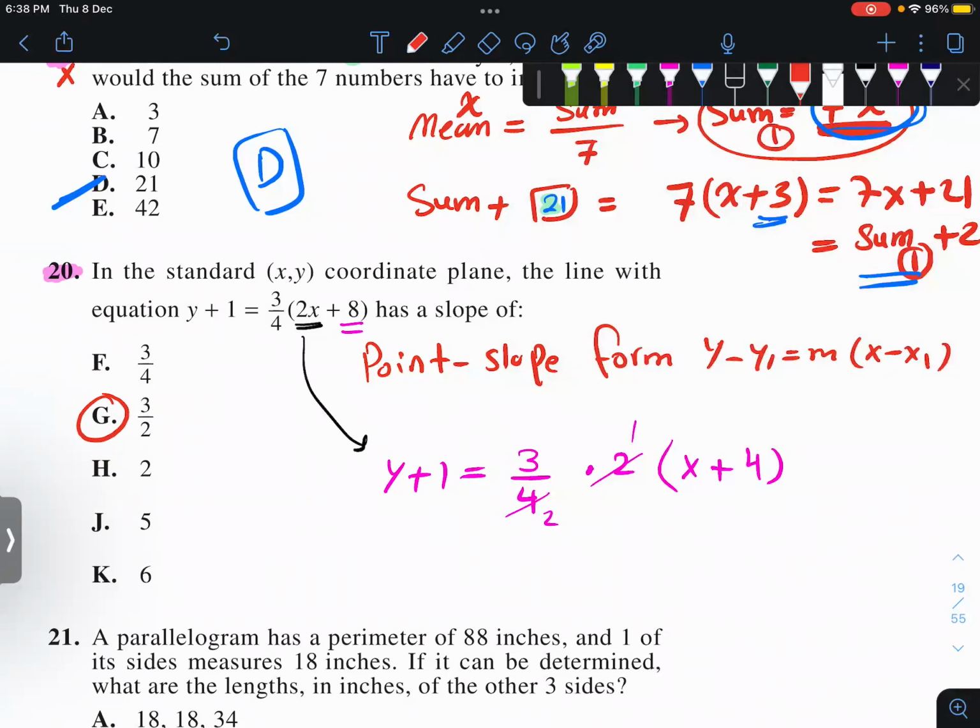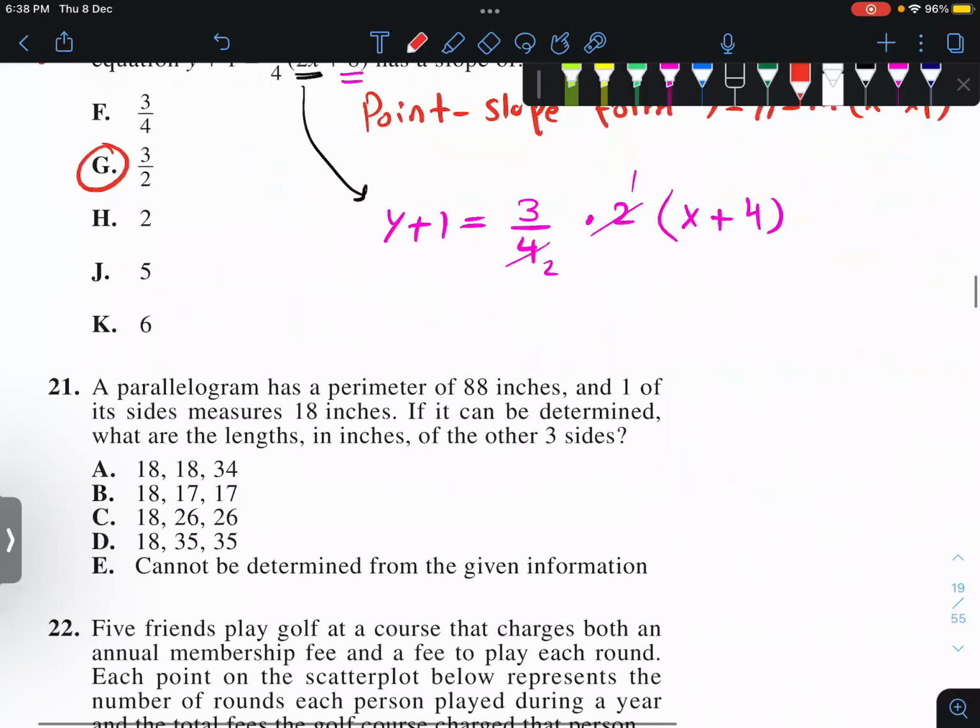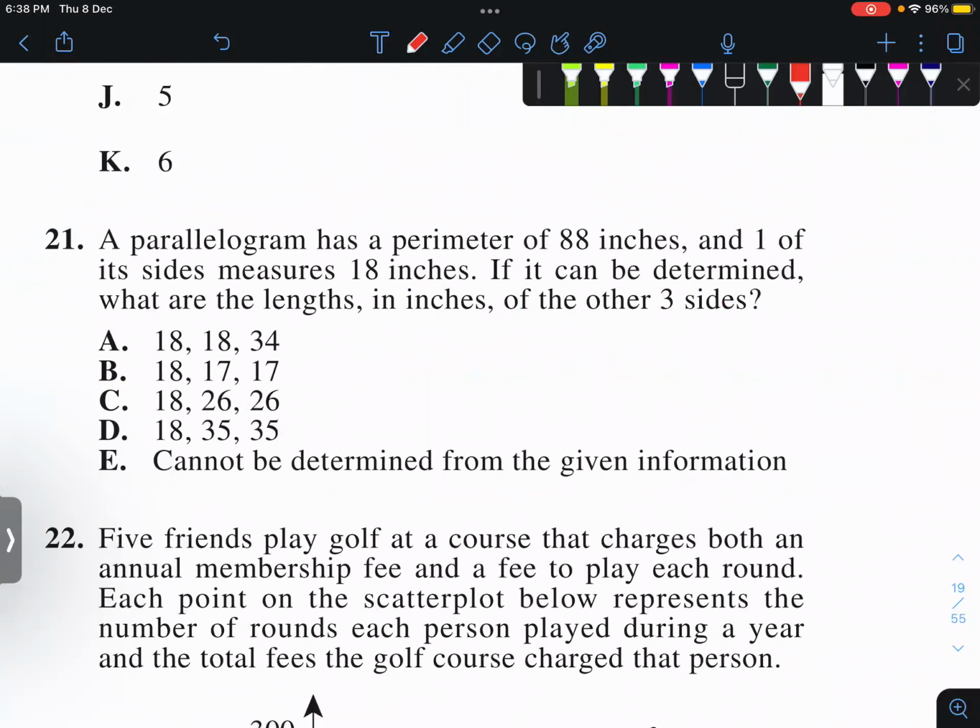Yes. Okay. But I think that you multiply using the distributive property. Number 21. A parallelogram has a perimeter of 88 inches and one of its sides measures 18. If it can be determined, what are the lengths in inches of the other 3 sides? The parallelogram, you know it? If we imagine that this one is 18, sure, the opposite side is 18. And this x and this x, because each 2 opposite sides are congruent.